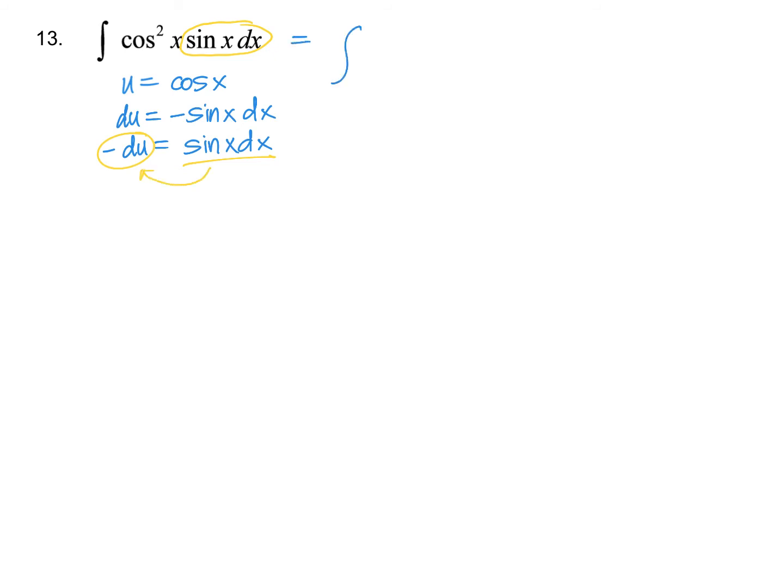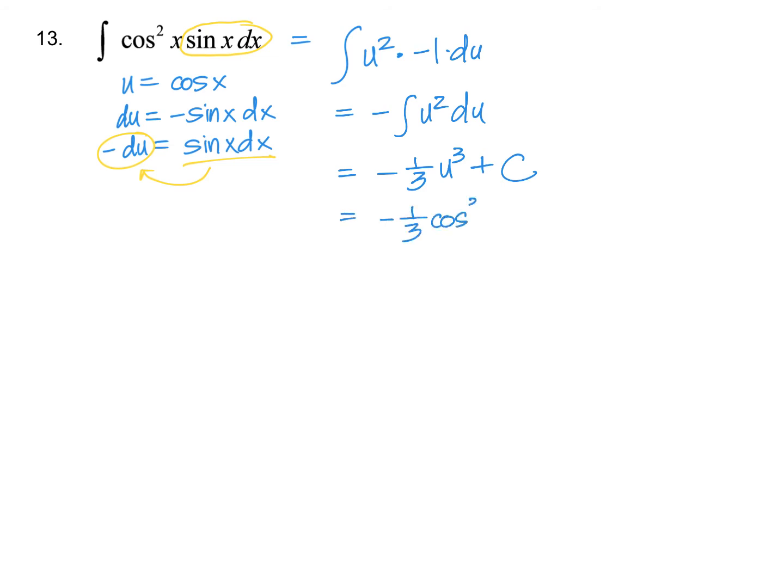So this is actually a pretty simple one. Cosine squared x is replaced by u squared, and sine x dx right here is replaced by -1 times du. And so I have negative integral of u squared du. The antiderivative of u squared is 1/3 u to the 3rd plus c. Reverse substitute. u was cosine, so cosine cubed x plus c. All right, on to the next slide.